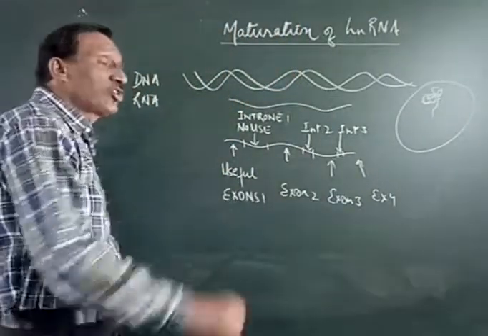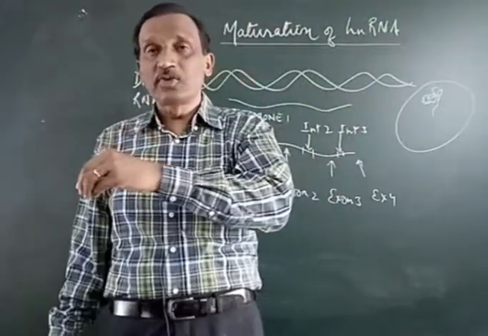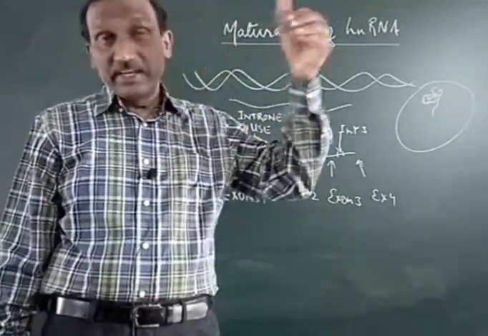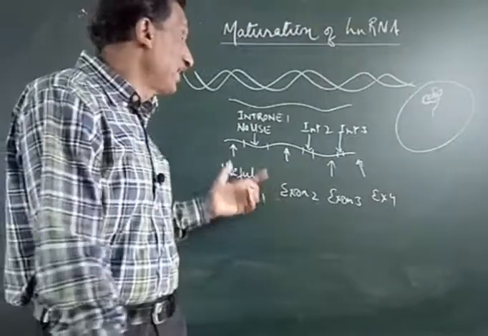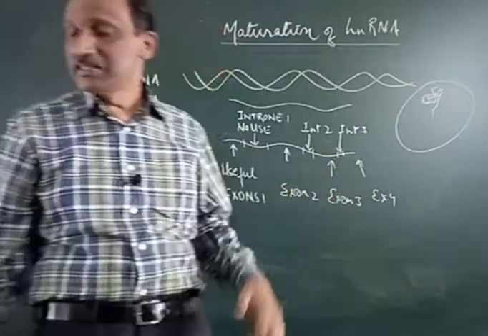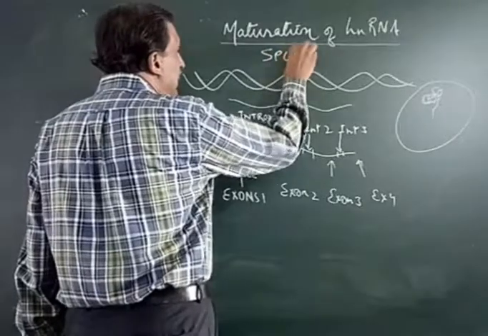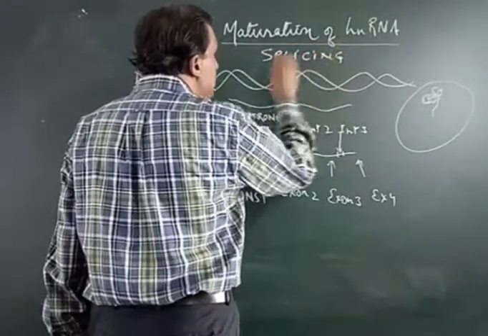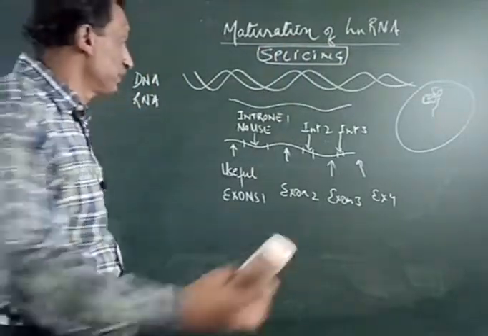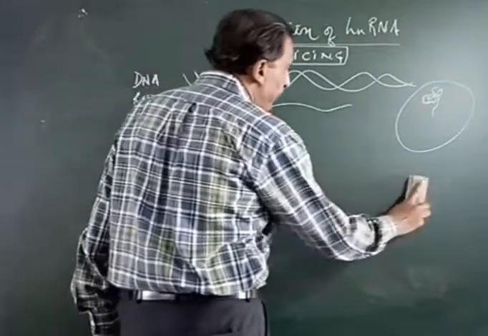Whereas in the eukaryote there is a complication. First of all, the RNA is produced in the nucleus. It has to be brought to the cytoplasm. Protein synthesis always takes place in the cytoplasm, not in the nucleus. So first it has to be brought out, and secondly it may have some unwanted segments called introns. The introns have to be removed. How is this done? This is done by a process called splicing. Maturation of RNA is actually done by splicing. Now how will the splicing be done? Let's study in steps.